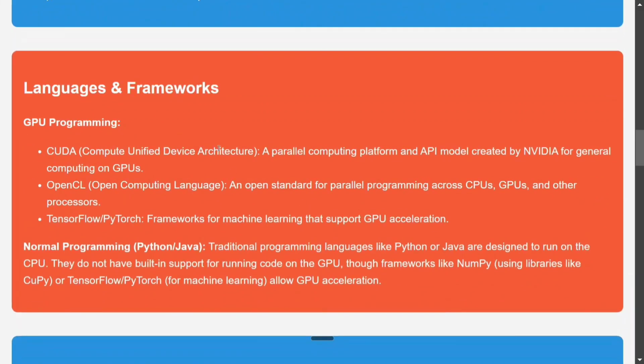Now talking about languages and frameworks. For GPU programming, we have multiple architectures and frameworks. CUDA being the most popular one by NVIDIA, if you might be knowing. OpenCL is one. TensorFlow and PyTorch, you must be knowing, they support GPU acceleration for machine learning. While in case of normal programming, you already know languages like Python or Java. Some of the libraries do provide support for GPU acceleration, but not all.